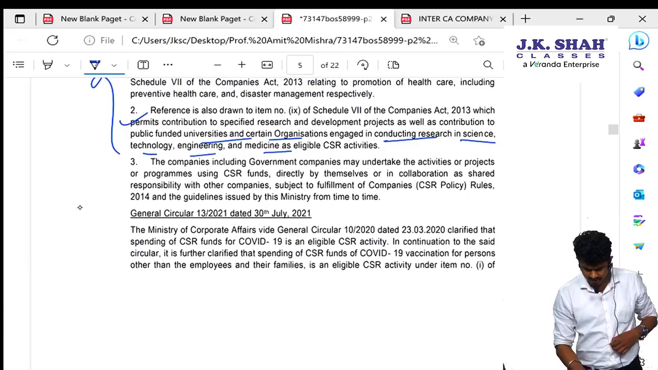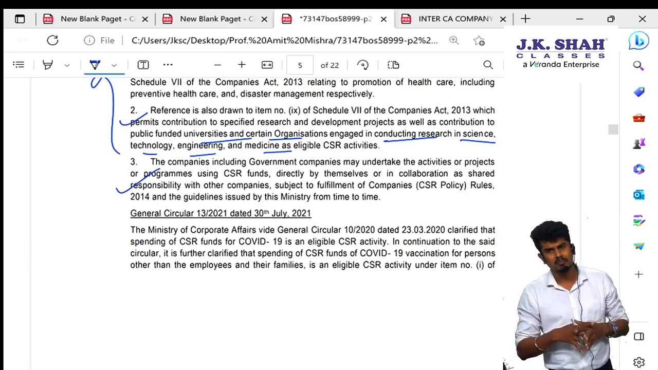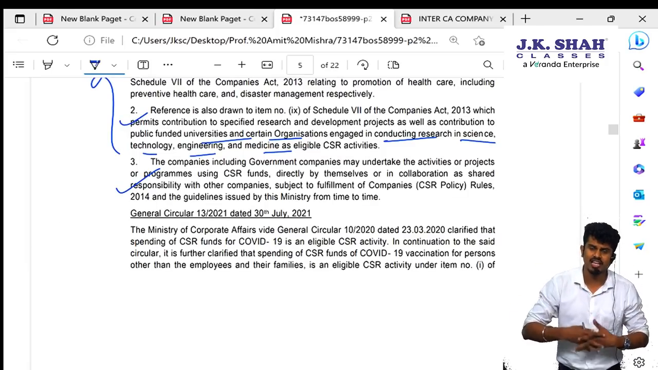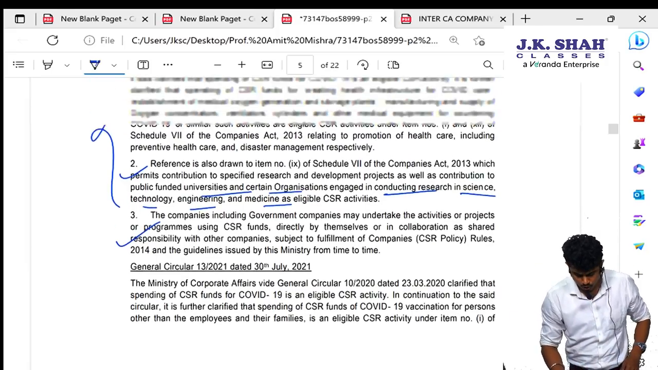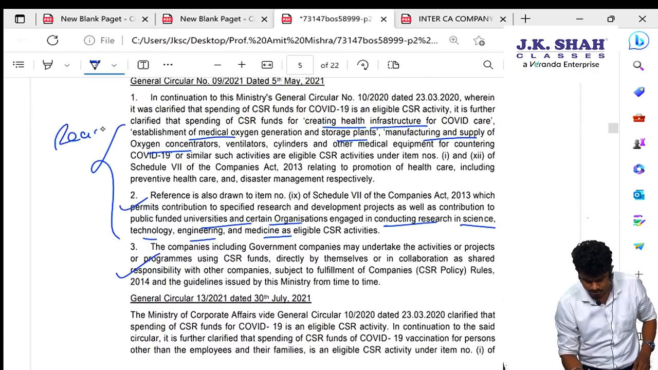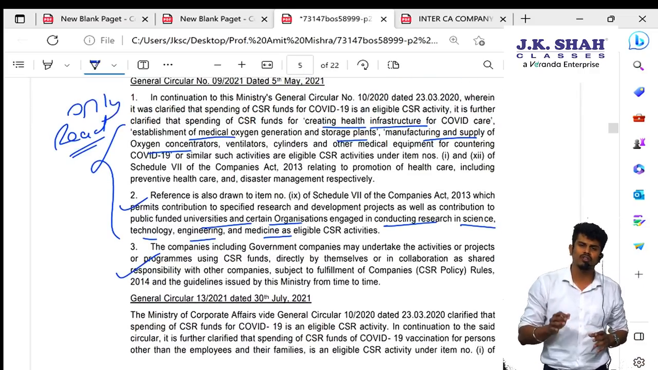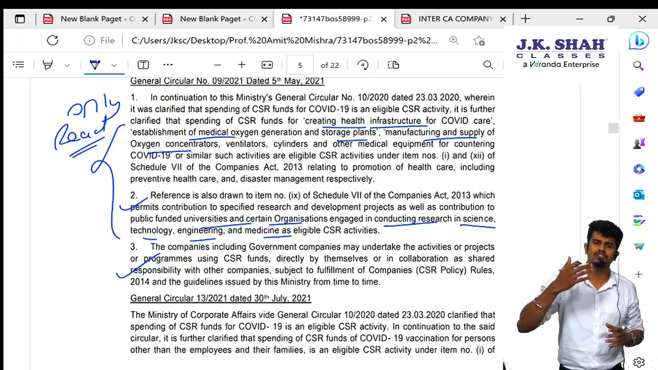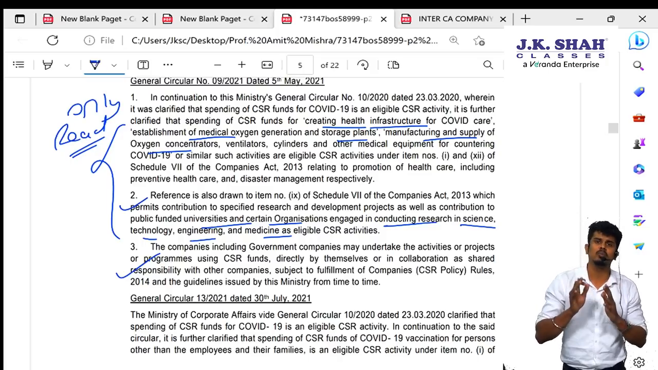Then again, a company can collaborate with other company to do CSR activity. This we have already covered in our classroom. So you need to read these points. Please do not learn by heart. Please read these points only once when you are referring RTP. That's it. You don't need to learn by heart all these points.